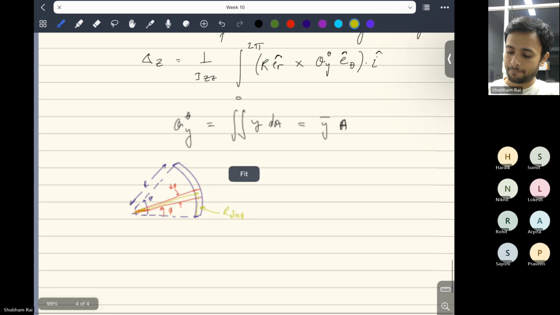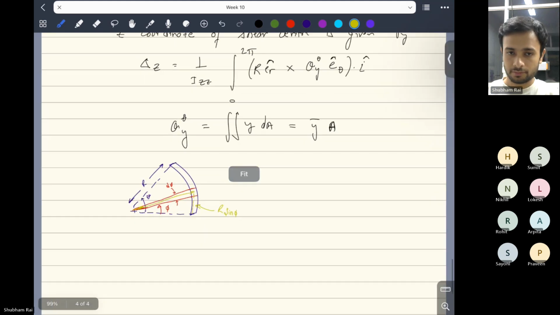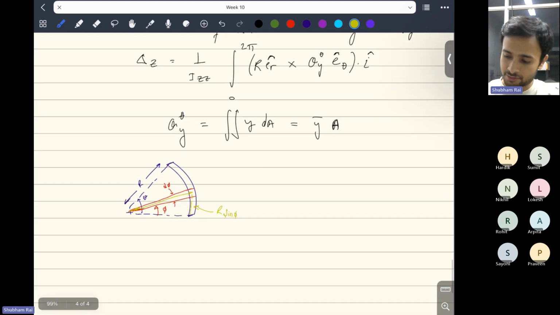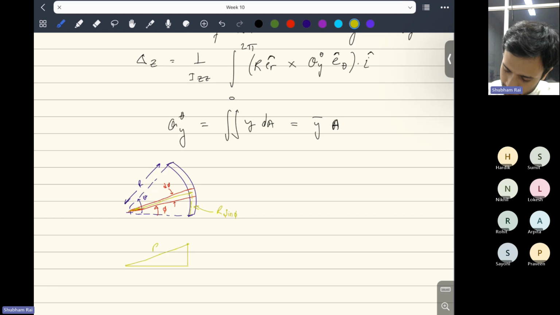Okay, I've written that this vertical distance. So let me draw this triangle separately. Something like that. So this is the radius, this is phi, so this will be r sine phi. So this is r sine phi. You can easily write.